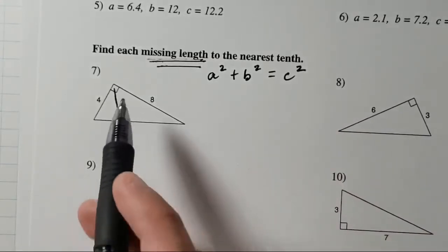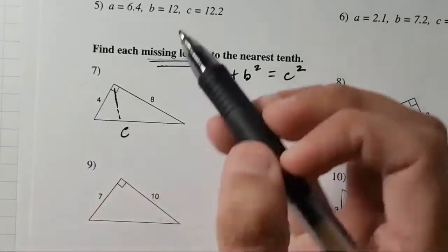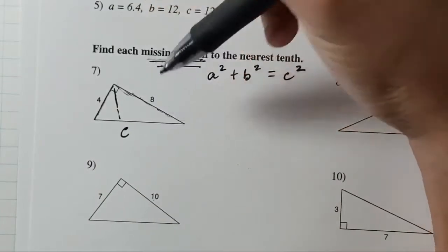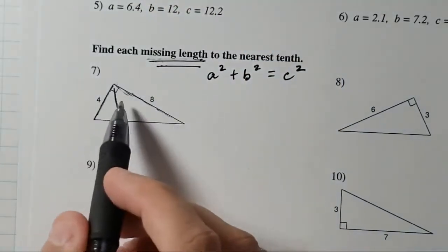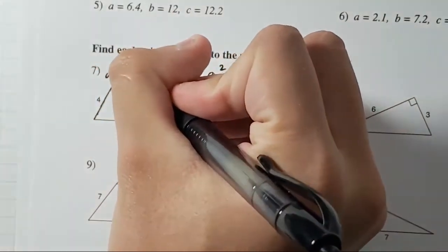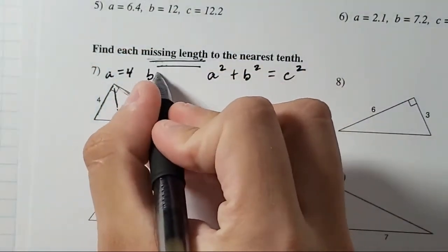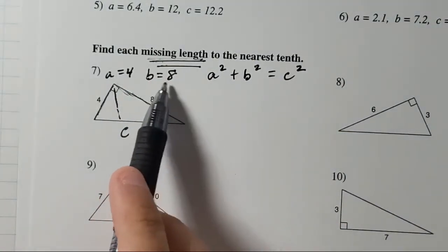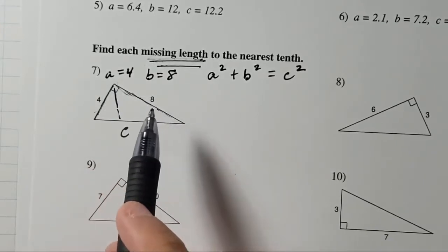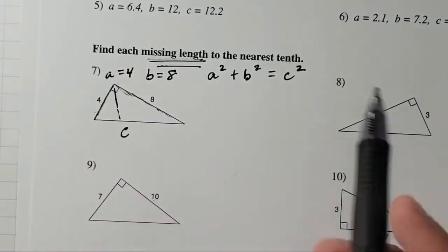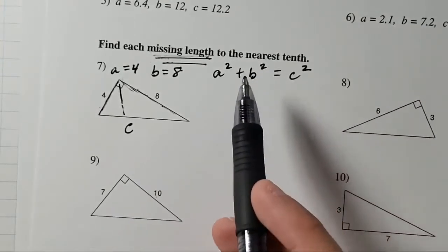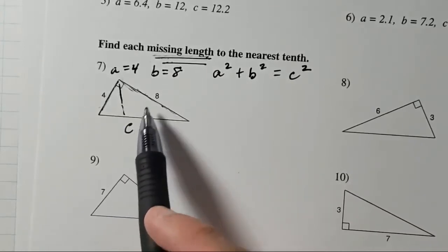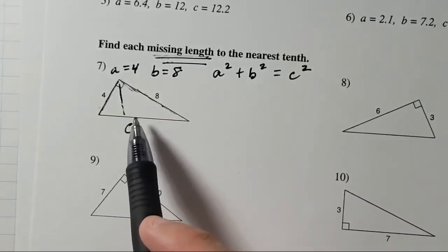So for example, in this case, the sides that are right next to the right angle, this side and this side, are the legs. Meaning, in this case, we're going to have a equals 4 and b equals 8. We also could have said let b equal 4 and let a equal 8. But what we could not have said, if we're going to use this form of the equation, which I saw some of you guys do, is c equals 8.